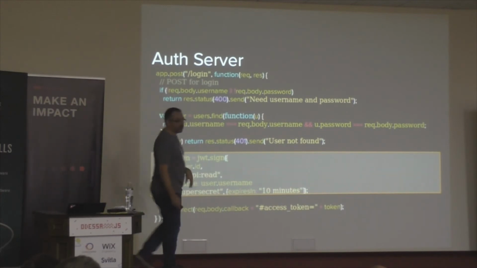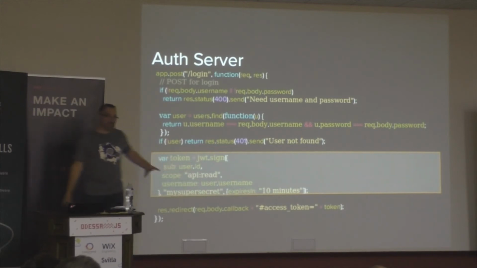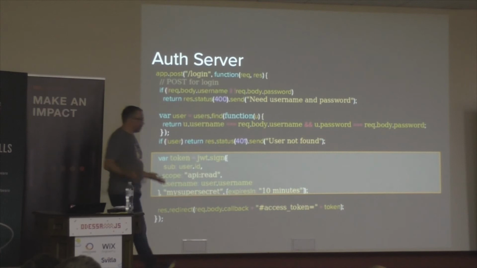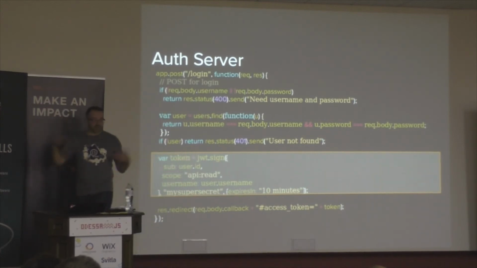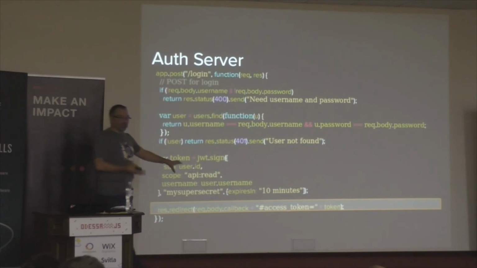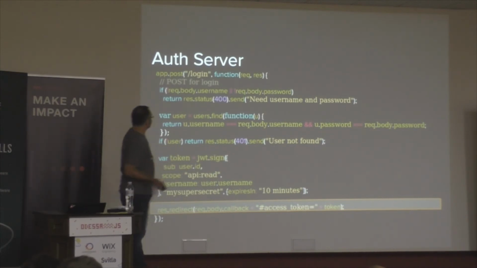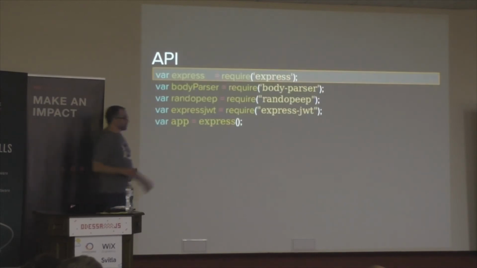So this JSON Web Token library that I've shown you before is very easy. jwt.sign. You pass it the actual payload that you want to put in your JSON Web Token, as well as some secret key that you will share between the API and the authorization server. And then you redirect the users back to the original application. That's all you need to do. Then you can start the server, so that's it.